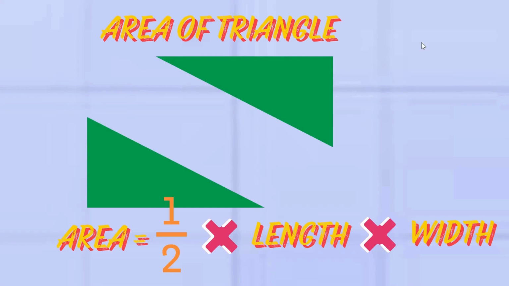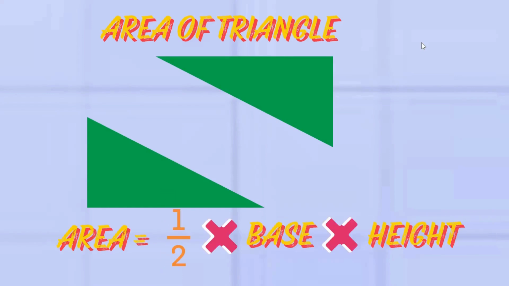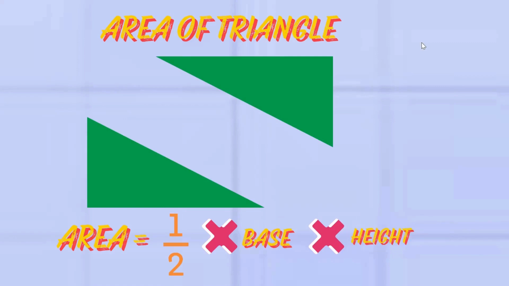Now, when it comes to triangles, we don't usually call the sides length and width. Instead, we say base and height. So the formula becomes area equals half times base times height. And this formula works for all triangles, as long as we know the base and the corresponding height.